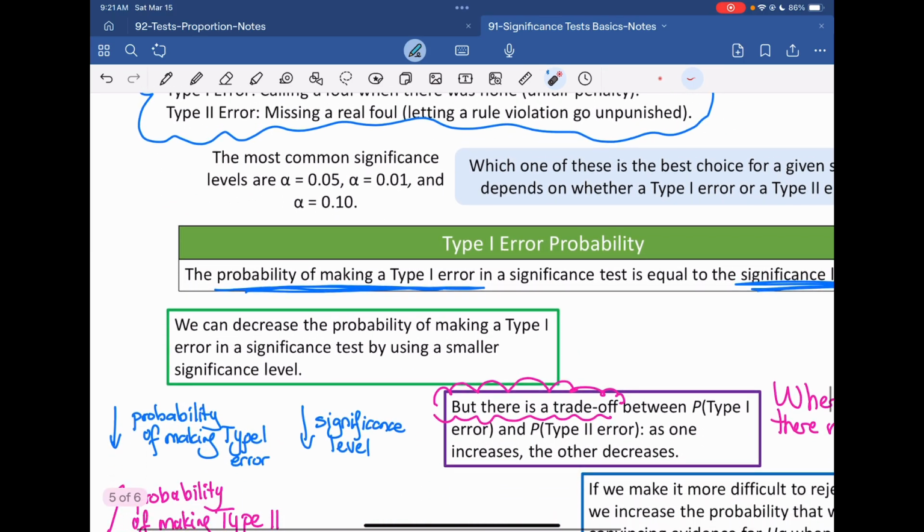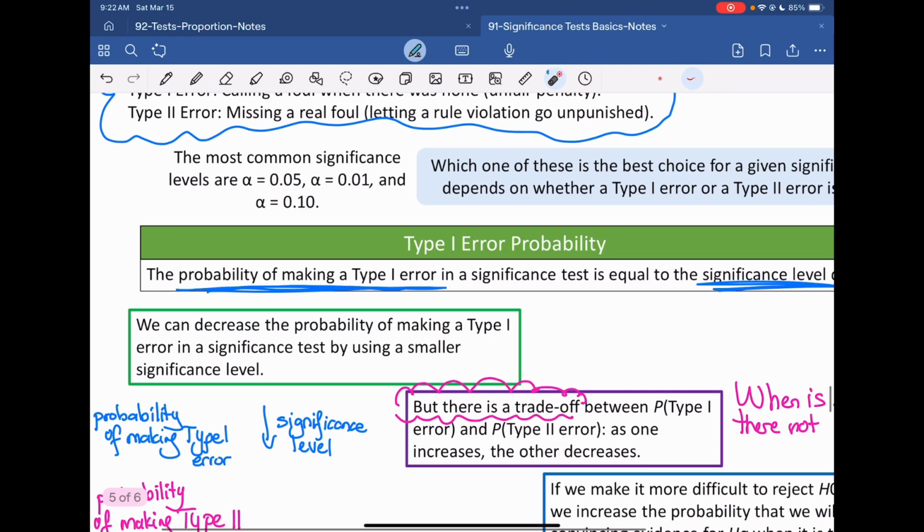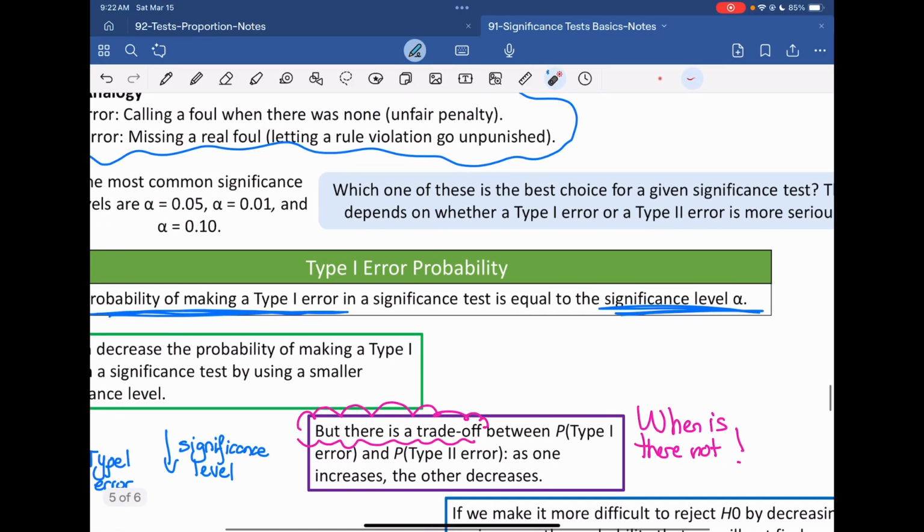The most common significance levels, again, are alpha 0.05. This is a very common one. And then 0.01 or 0.10. So the stricter you want to be, the lower is stricter. This is stricter. This is the middle of the ground. This is less strict. Okay, so that's how it usually goes with that.